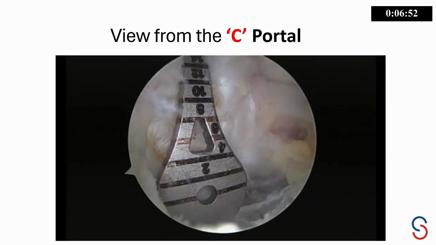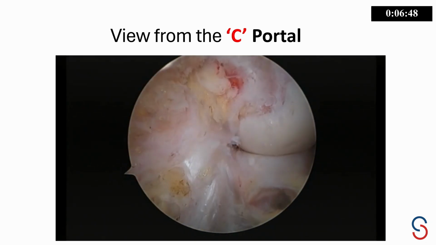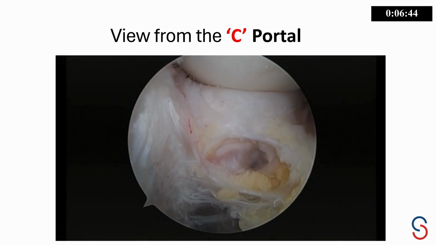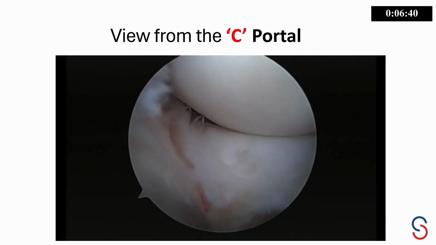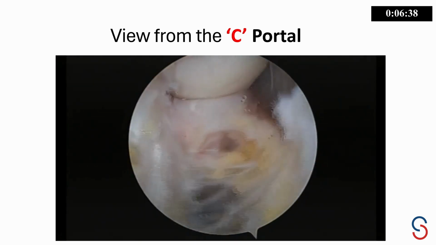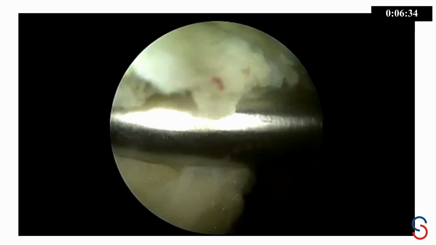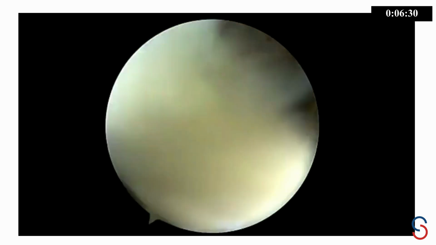When you're doing your PCL, if you introduce a jig, this is how your markings of the jig would look like. You've never seen it before. And if you want to do any kind of 2-tunnel techniques for the PCL, this is a beautiful portal. So I think most of us in the crowd will start using the C portal from Monday.